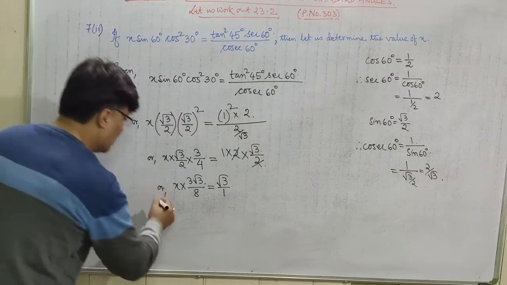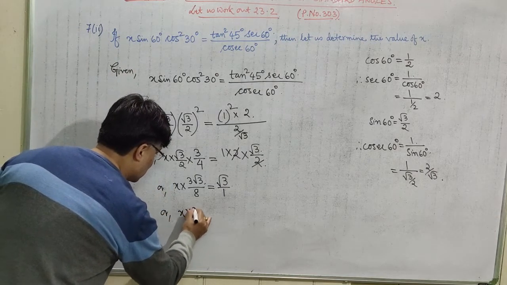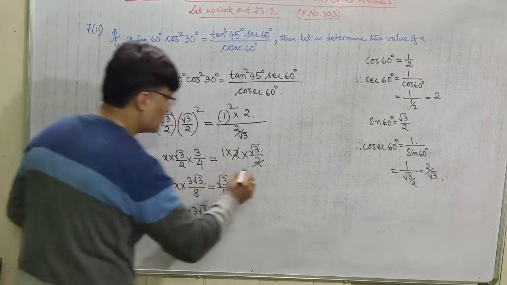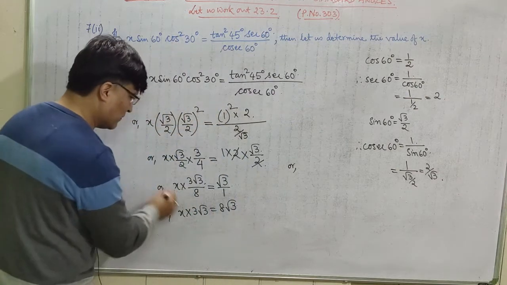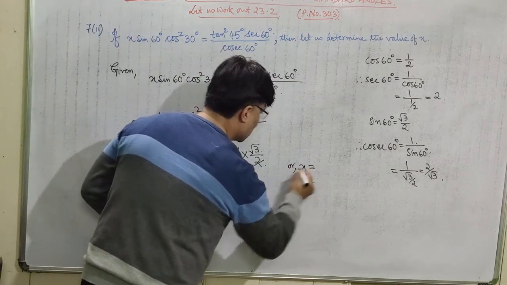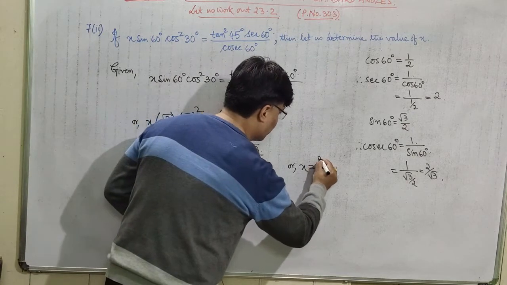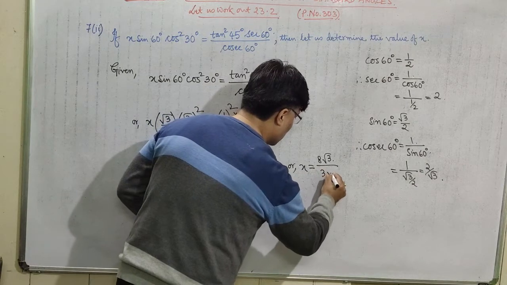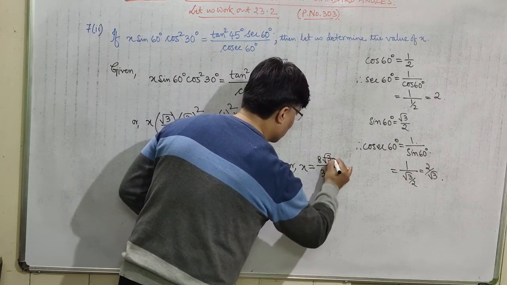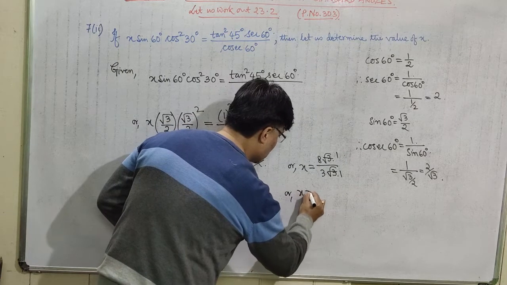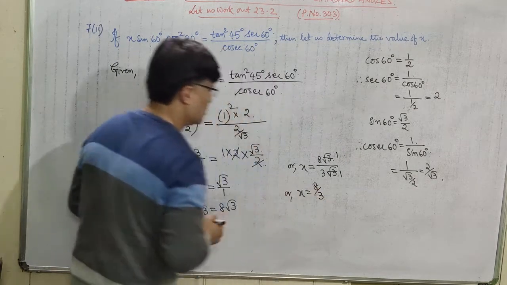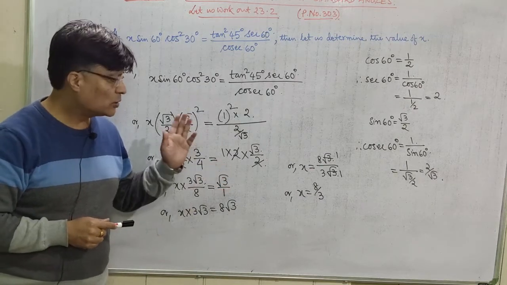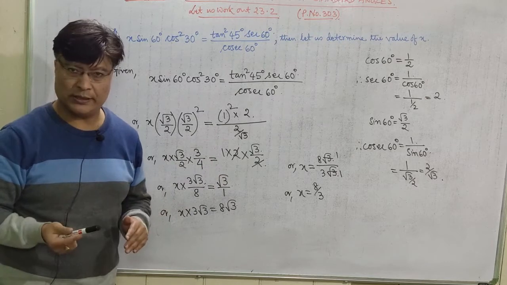So now let us do cross multiplication, x into 3 root 3 is equal to 8 root 3. So what is the value of x now? So x is equal to 8 root 3 divided by 3 root 3. So root 3 gets cancelled. Now x is equal to 8 upon 3. So I think you have understood it. Okay, so x is equal to 8 upon 3, right?